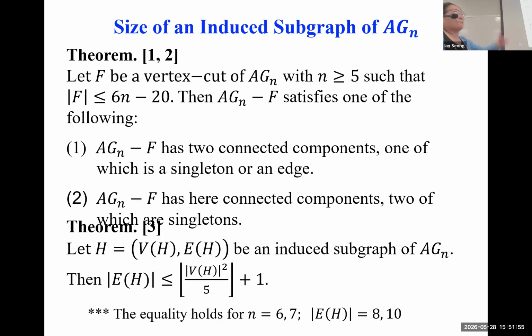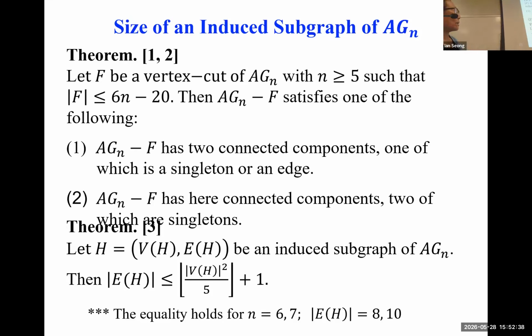So when you try to find lambda M, this is needed: what type of component we have. The other case has 3 connected components, 2 of them singletons. There are also other conditions similar to this. After you cut off this vertex cut, you see what component types you will get, and there's also a bound for the size of any induced subgraph of AGN.